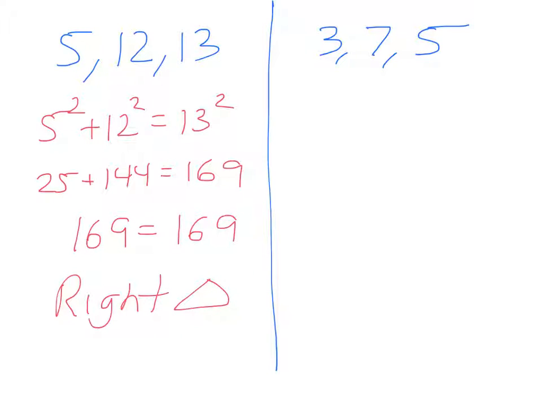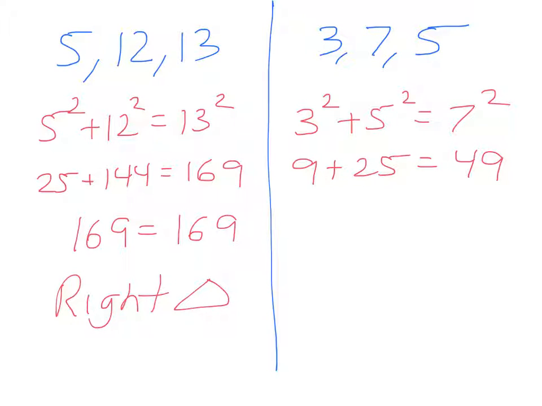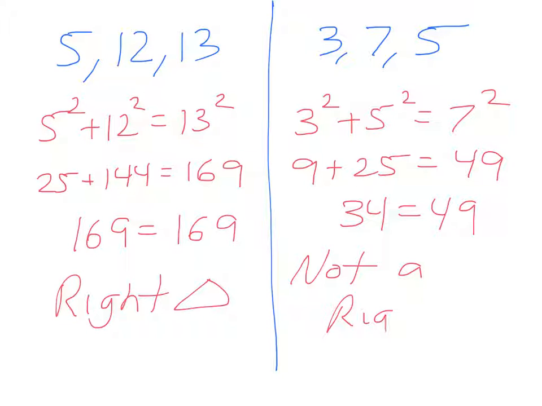How about 3, 7, and 5? No. Because here I'm looking at 3 squared plus 5 squared equals 7 squared. What's 3 squared? 9. What's 5 squared? 25. What's 7 squared? 49. So I'm looking, what's 9 plus 25? 34. Does 34 equal 49? No. So this is not a right triangle, because it does not work in the Pythagorean theorem.